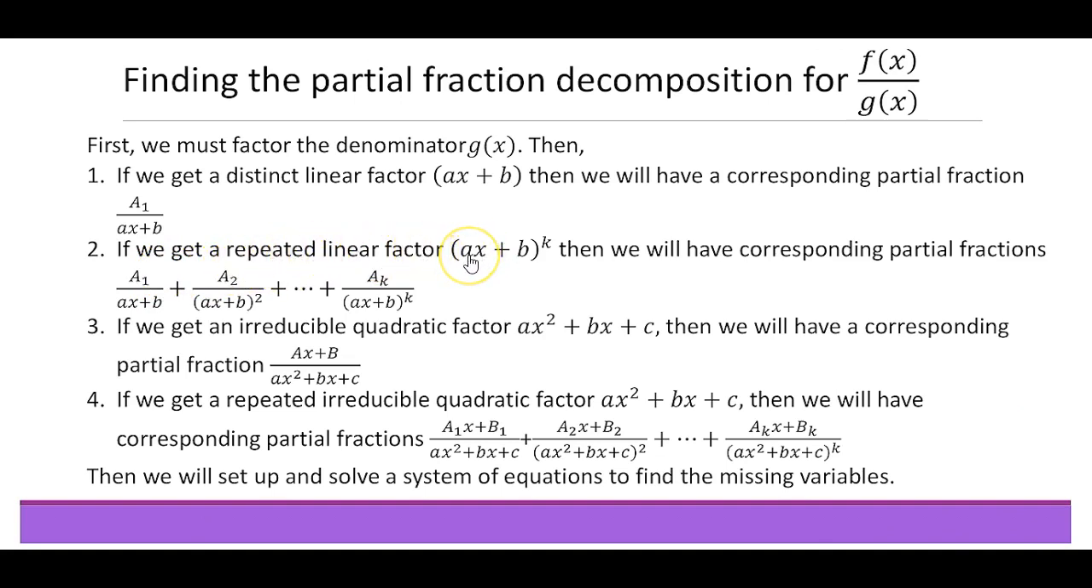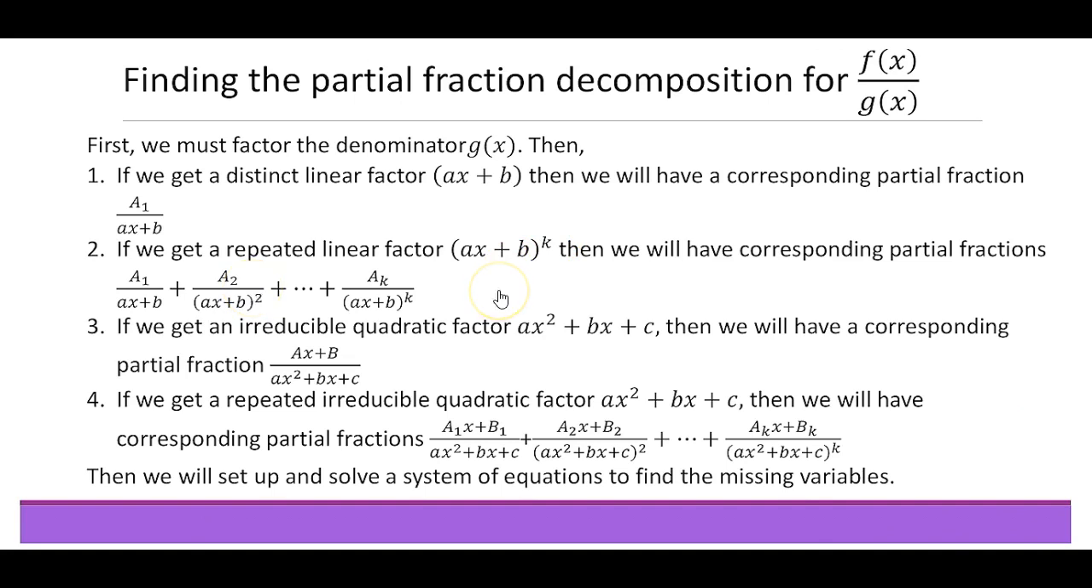So we get ax plus b to the kth power. Well, then what's going to happen is we're going to have multiple partial fractions. So we're going to need a different constant over the linear factor to the first power, plus a different constant over the linear function to the second power, and we just keep going with this until we get to whatever power it happens to be. So we'll see examples of this because it looks a little more intimidating than it really is.